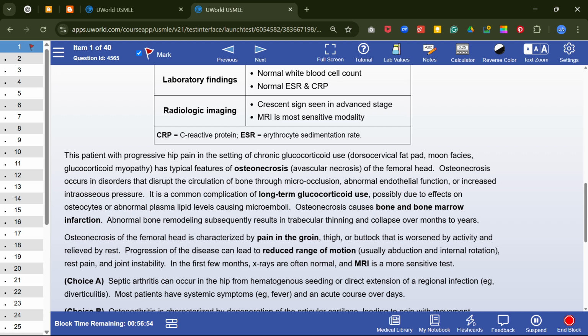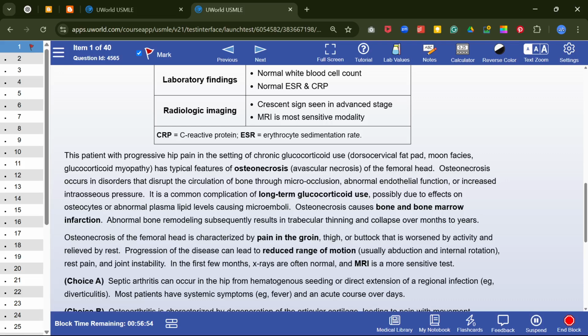Osteonecrosis causes bone and marrow infarction. Abnormal bone remodeling subsequently results in trabecular thinning and collapse over months to years.